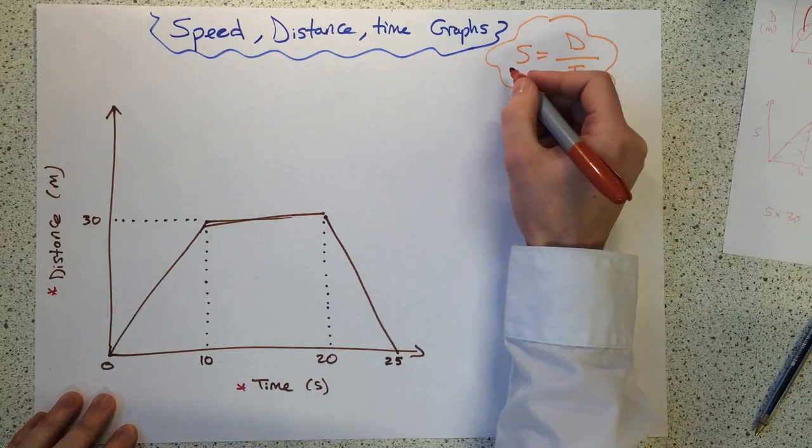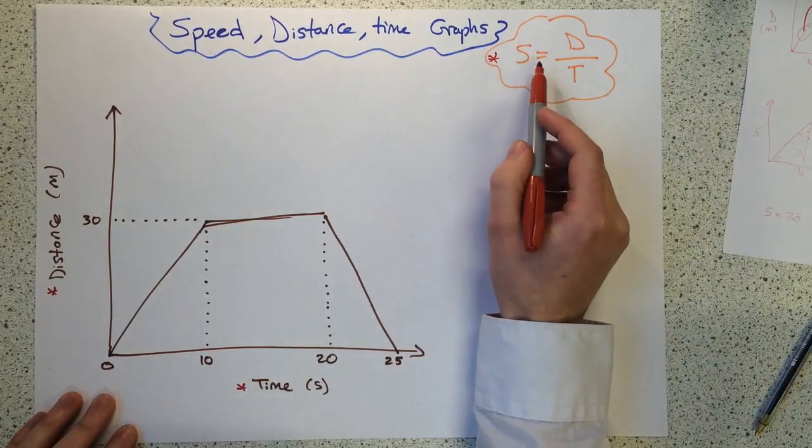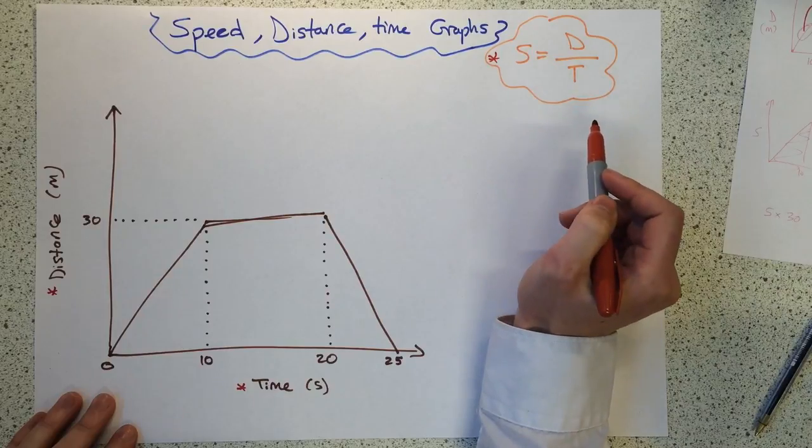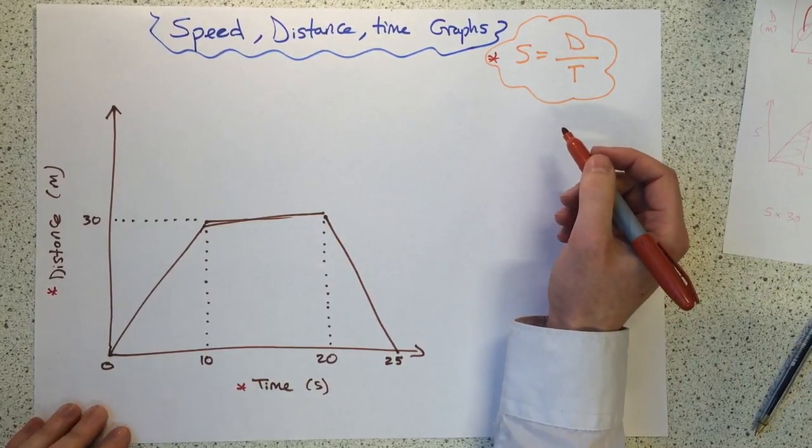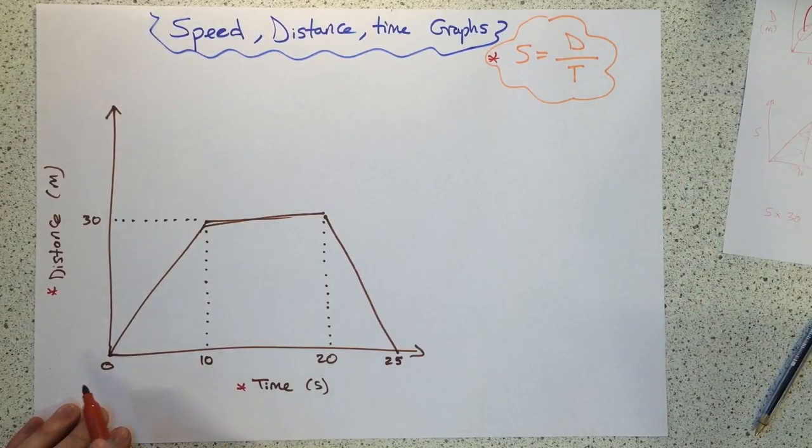Next thing, you need to remember this main equation. Speed is distance divided by time. Okay? Massive equation, you need to use it and remember it. Now, looking at this graph, you can work out quite a few things.